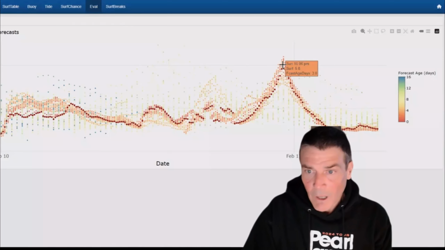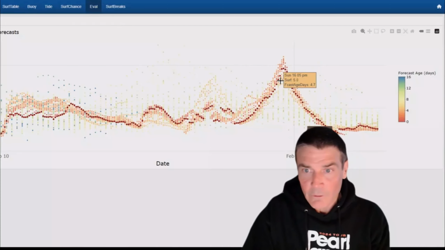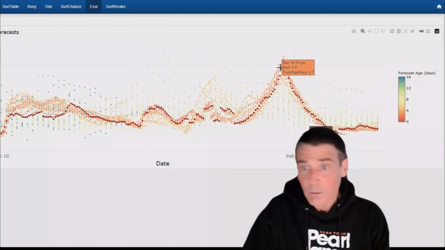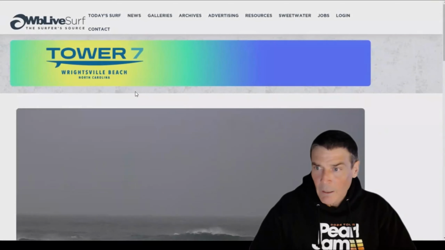And some of the models were a little bit higher. You see 6 feet, and some were a little bit lower. But what this plot does is it's verification. It's telling us that the model performed well.